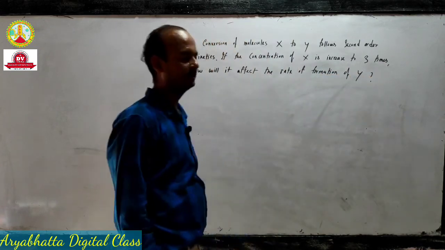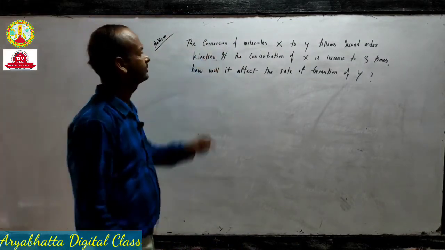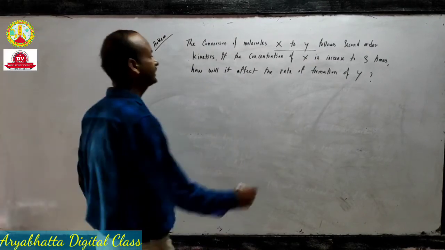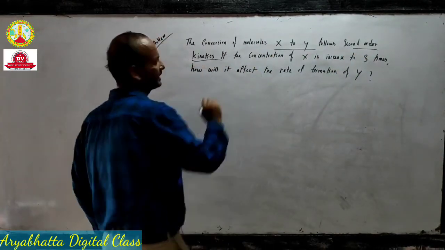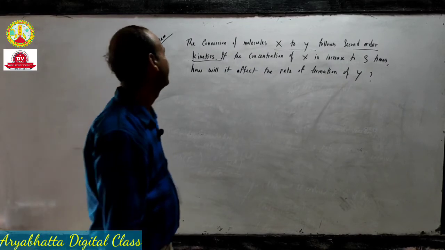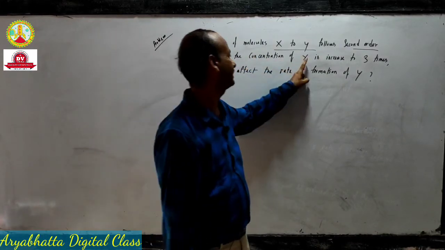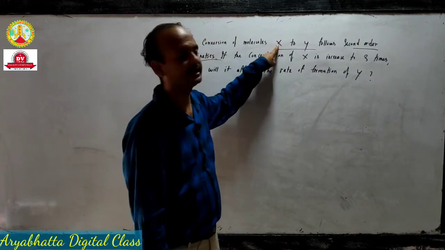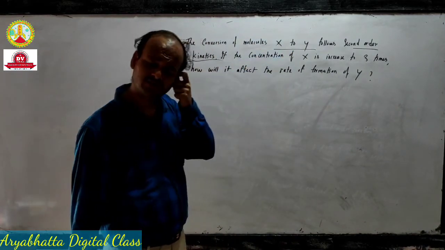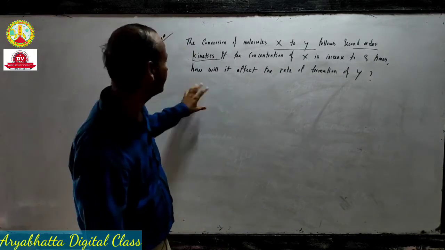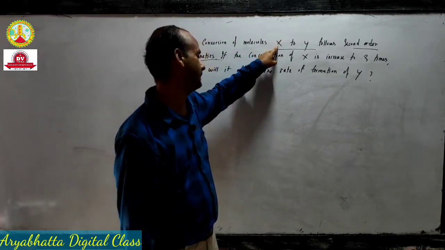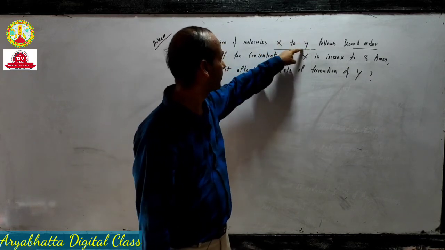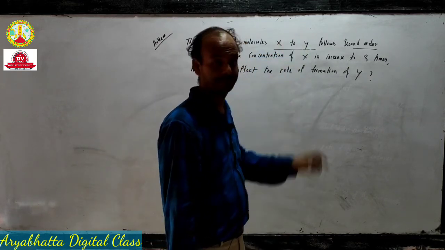Now let's say there is a question. The conversion of x to y follows second order kinetics. In this case, the concentration of x is increased to 3 times. Obviously, this is reactant. This is product. If the concentration of the reactant is increased to 3 times, so what will happen to the formation of y? Y का क्या हो जाएगा ना?